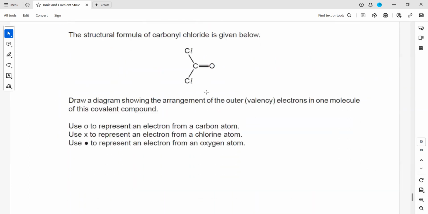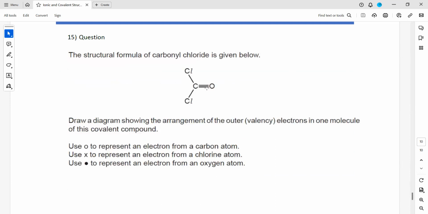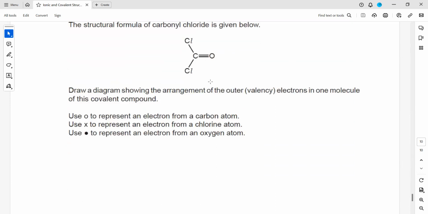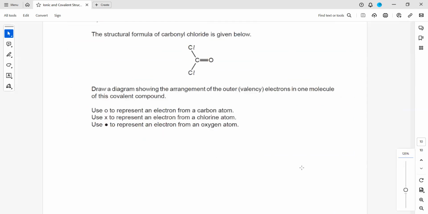Then in question 15, draw the structural formula of carbonyl chloride and use a circle to represent the electrons of carbon, use a cross to represent the electrons of chlorine, and use a dot to represent the electrons of oxygen. So you have to first draw the atoms. We have carbon, we have oxygen, we have chlorine, and another chlorine.